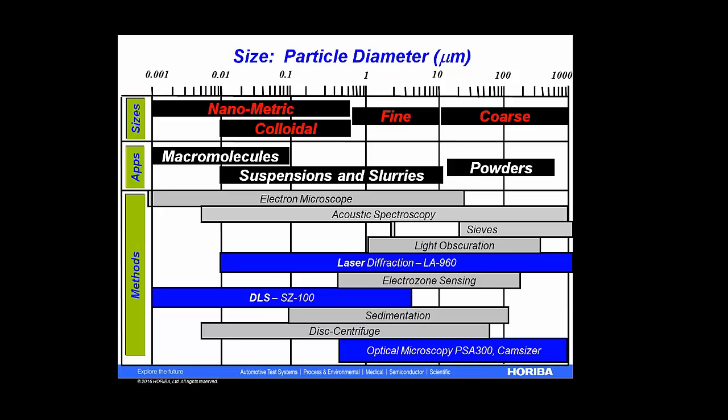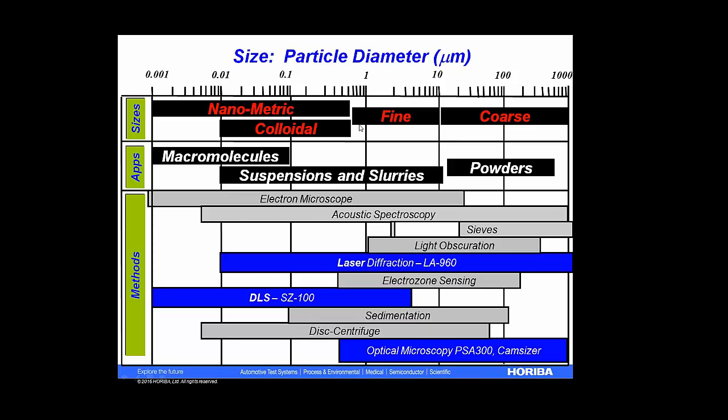So let me start by zooming out a little bit and showing this graph of particle size across the top, and you're going really in microns from about 1 nanometer up to about 1 millimeter. And you can see the names of the various size ranges. Nano-sized particles and colloidal particles all below about half a micron or so. Fine particles from about half a micron up to 10 microns. And then coarse particles from 10 microns up to a full millimeter.